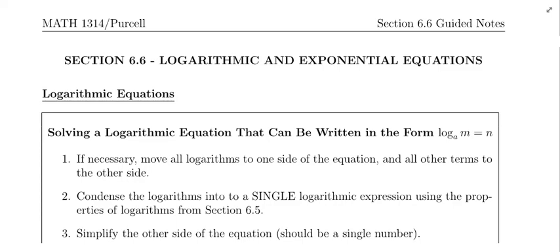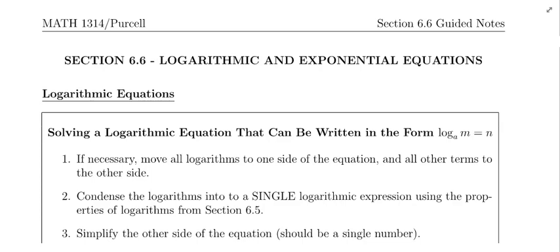Section 6.6, Logarithmic and Exponential Equations. All right, we have encountered some very basic logarithmic equations and some very basic exponential equations in prior sections, but now we're going to ramp it up. We're going to look at more complicated logarithmic equations and more complicated exponential equations in this section.